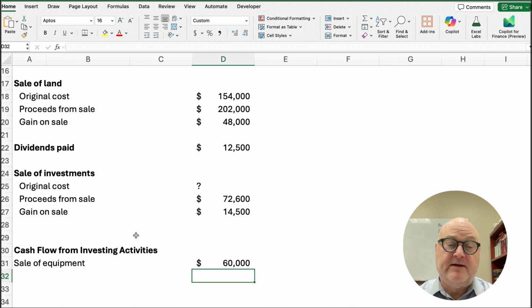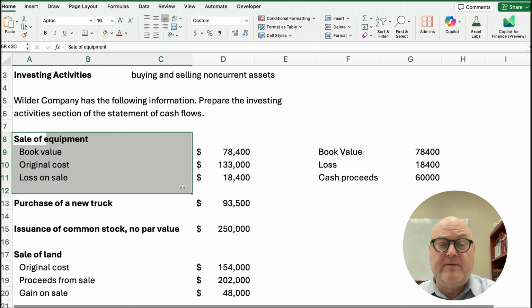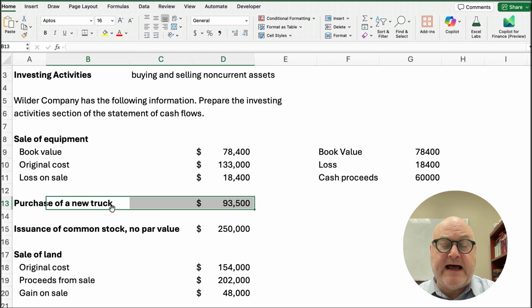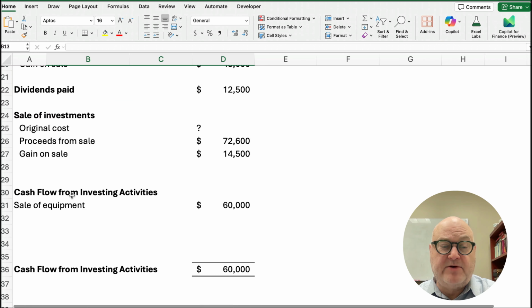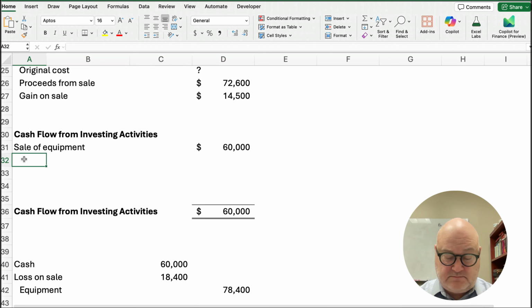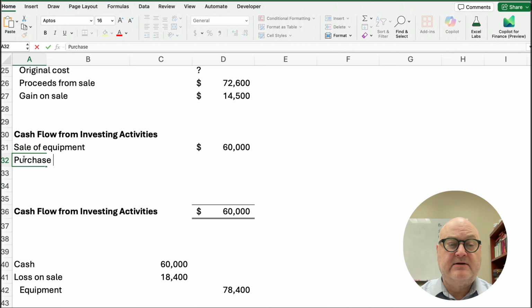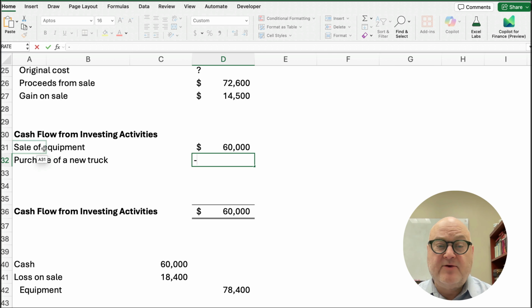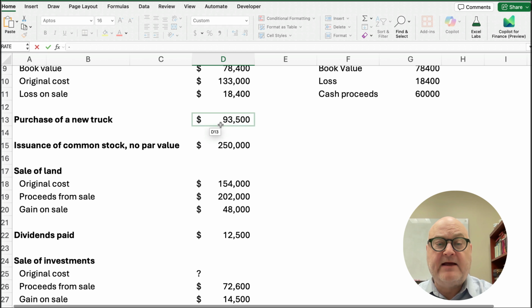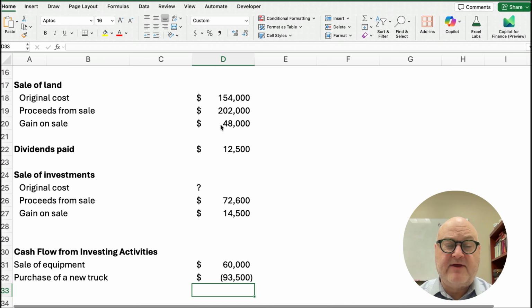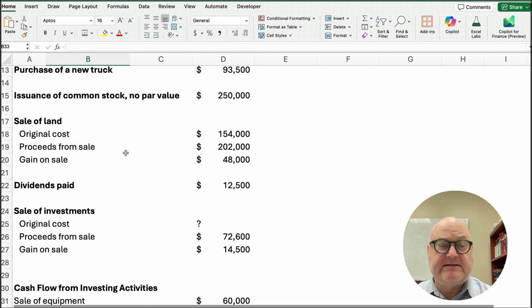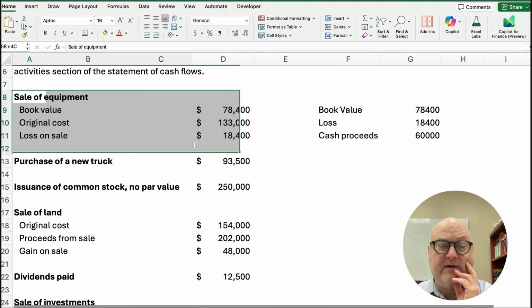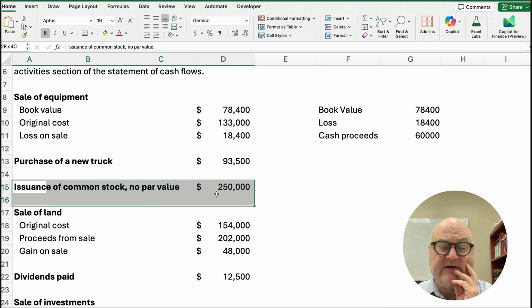Now, I think that's the only thing we really have to solve, but we're already done with that. So let's keep going. Let's look at each one along the way. So sale of equipment, done. Purchase new truck, $93,500. So we purchased a new truck. Now, is this going to be an increase in cash or a decrease in cash? Well, we're paying cash to buy the truck, so it's $93,500. Okay, what's next? We have sale of equipment, purchase new truck, issued common stock.